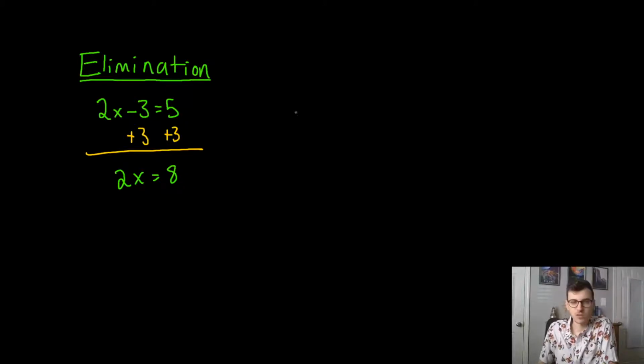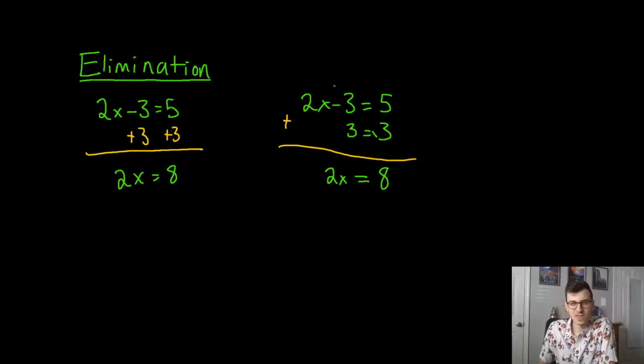Now, another way we could look at this, if I take 2x minus 3 equals 5, what if I gave you this equation? 3 equals 3, right? That's true. 3 does equal 3. And now if I add these two equations together, I'm still adding the same thing to both sides, right? I add 3 to this side and 3 to that side. 2x stays the same because I'm not adding anything to it. Negative 3 plus 3 is 0. And then 5 plus 3 is 8. So I just eliminated the 3 by adding together a system of equations.